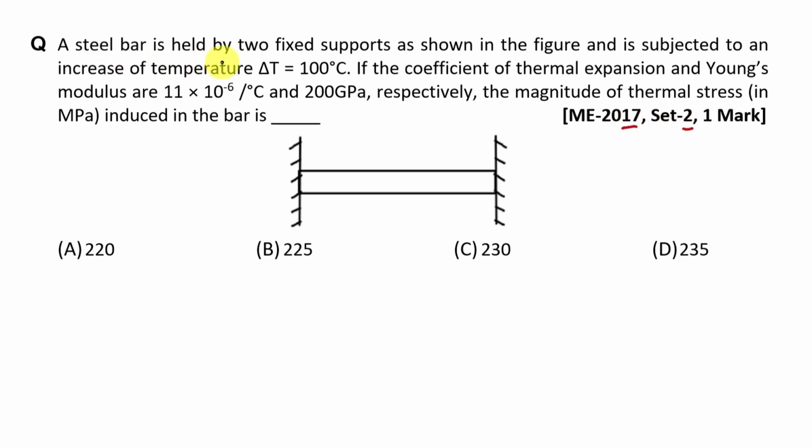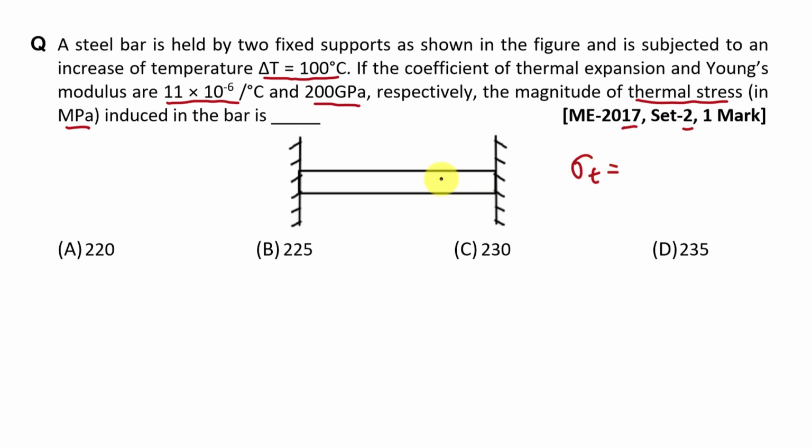A steel bar is held by 2 fixed supports as shown in the figure, and it is subjected to an increase of temperature delta T 100 degrees Celsius. If the coefficient of thermal expansion and Young's modulus are 11 into 10 raised to minus 6 per degree centigrade and 200 gigapascal respectively, the magnitude of thermal stress in megapascal induced in the bar is dash. Means here we have to find out thermal stress sigma T.